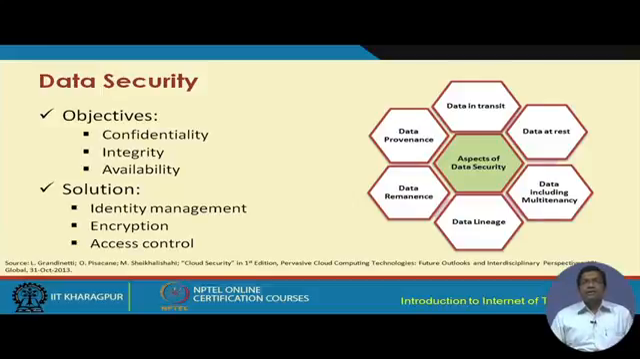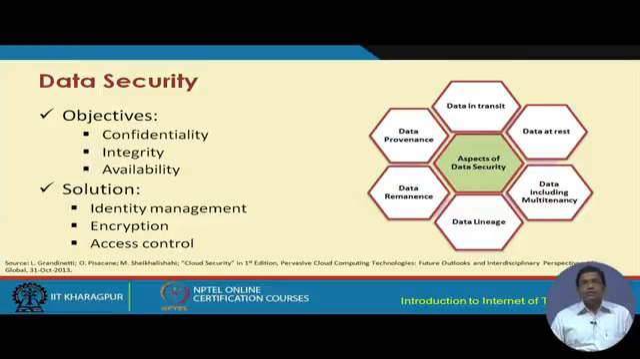Data security has different objectives and corresponding issues. Objectives include ensuring confidentiality of the data, integrity of the data, and availability. What does confidentiality mean? That the data should be confidential and should be made available only to the intended stakeholder. Integrity means that the data should not be tampered with in between, that means when it is flowing into the cloud or coming out of the cloud. And availability means that the data should be made available as per the service level agreement to the intended customers in a secured manner.